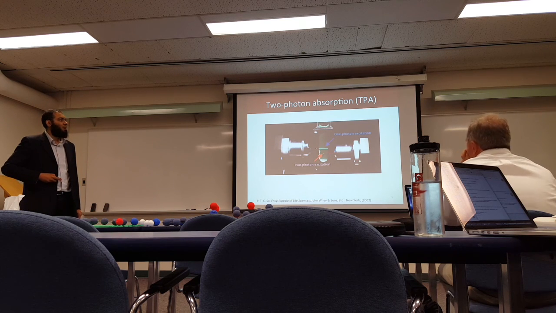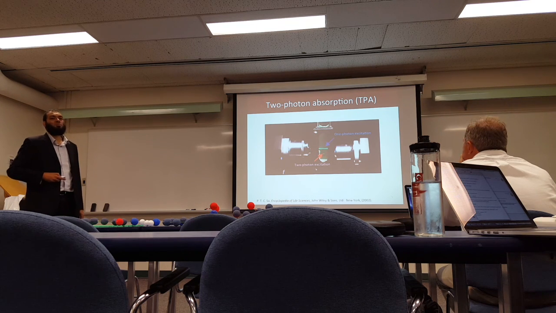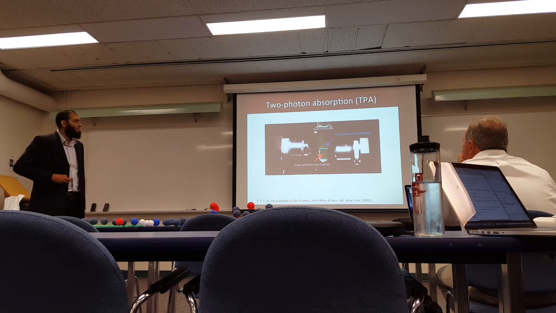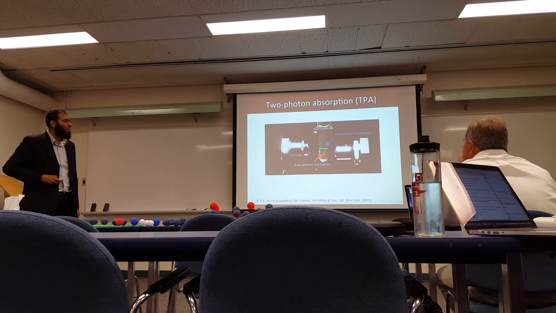Here we have photons of double the wavelength of this one, so two-photon absorption is taking place. I'm not sure if you can see this little speck in the middle. This is the focus of the laser beam. This is where two-photon absorption is occurring, and then fluorescence is happening. So it's not happening along the way.